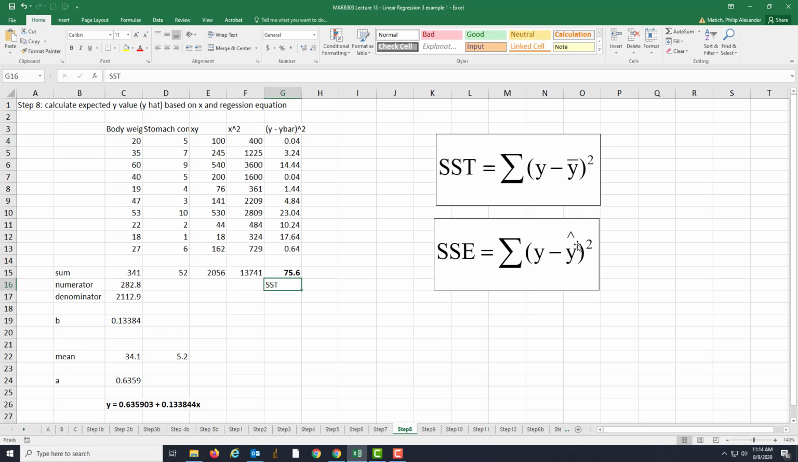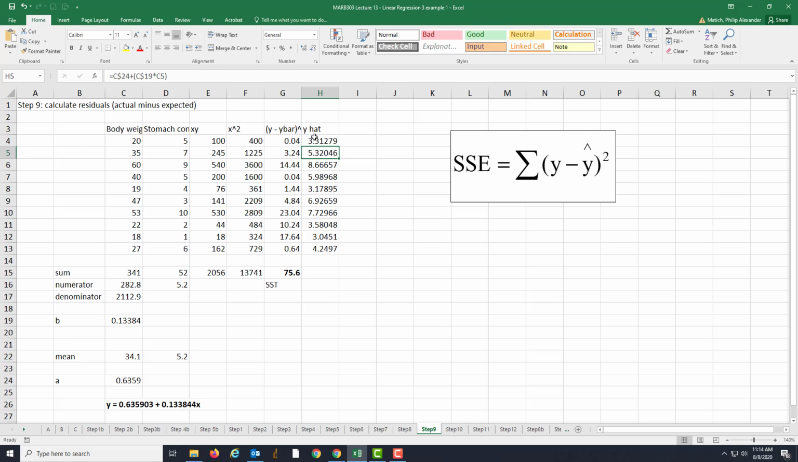Once we have those differences, we need to square them and then take the summation. In order to do this, the first thing we need to do is calculate our predicted values. We can use our regression formula: the y-intercept of 0.635903, plus our slope times our respective x value, again making sure that we're following the formula. This way we can calculate what we're predicting for y based on x.